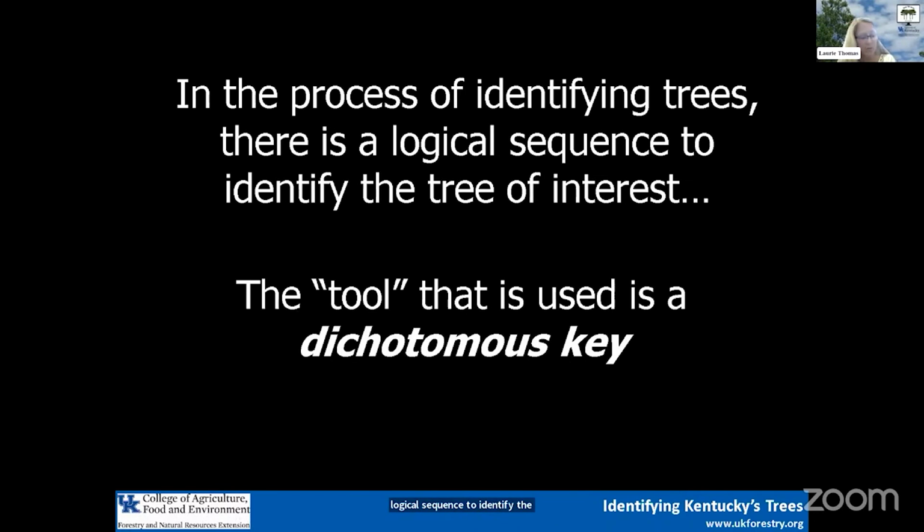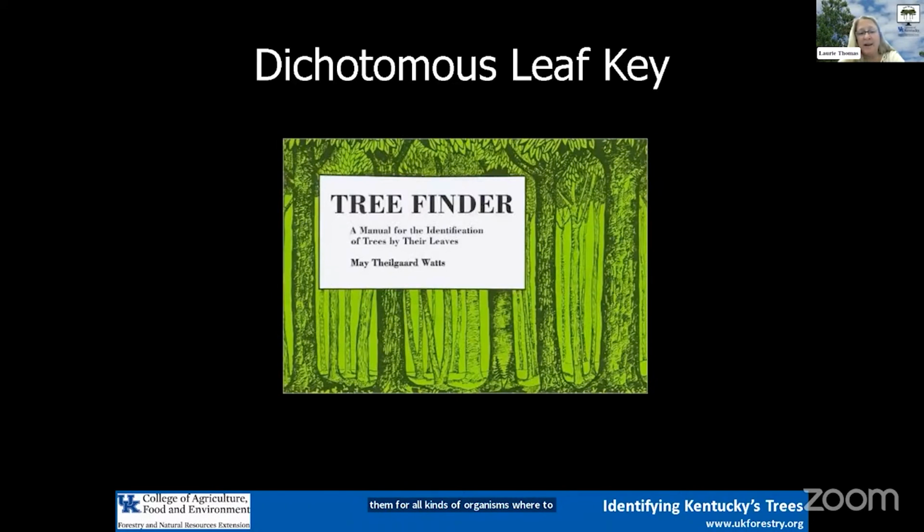And you've probably used one of these before. You can use them for all kinds of organisms. We're just using them for tree leaves today. And this is a great dichotomous leaf key, the Tree Finder. It's about $5 off Amazon. It is pocket sized, about 70 pages, so it's not a big giant field guide to carry out in the field with you, which makes it very nice.